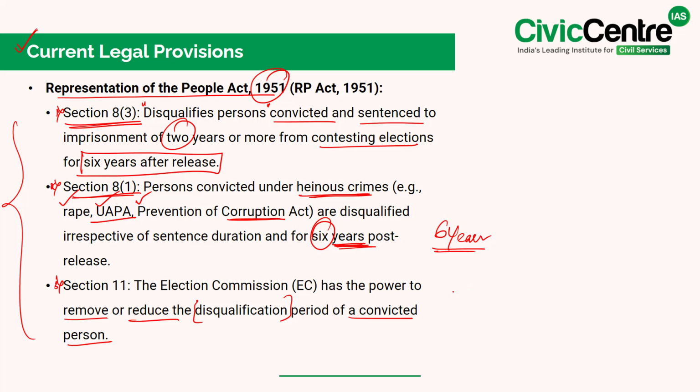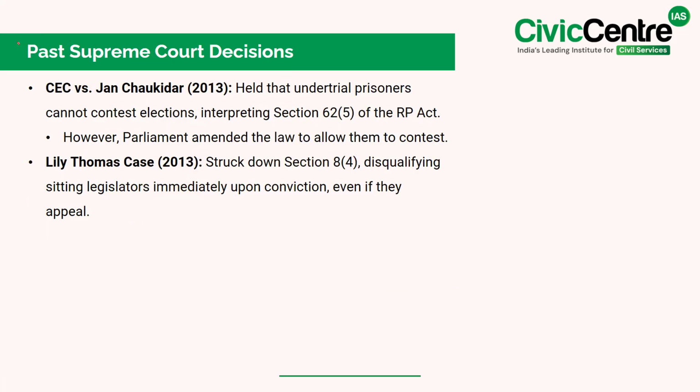And now, if you look at past Supreme Court decisions, over the years, the Supreme Court has played a crucial role in shaping the legal landscape regarding the disqualification of convicted politicians. In the CEC versus Jan Chaukidar case in the year 2013, the Supreme Court held that under trial prisoners cannot contest elections, interpreting Section 62 Clause 5 of the RP Act, that is the Representation of the People Act, to mean that a person in jail is not an elector and is therefore ineligible to contest.